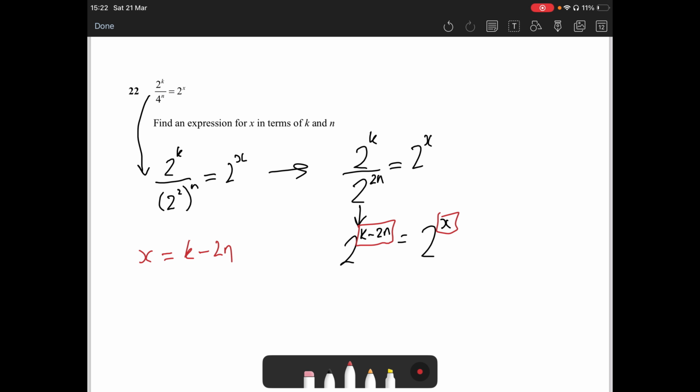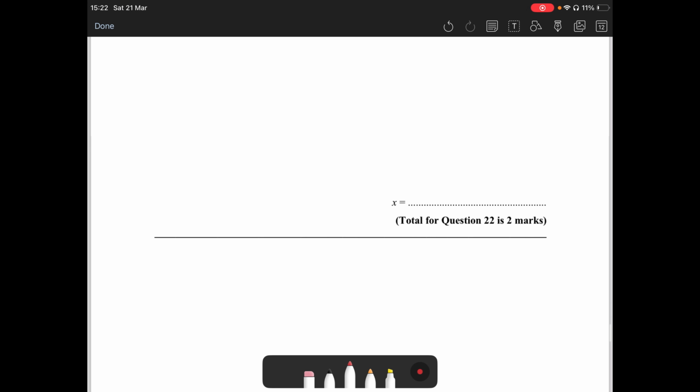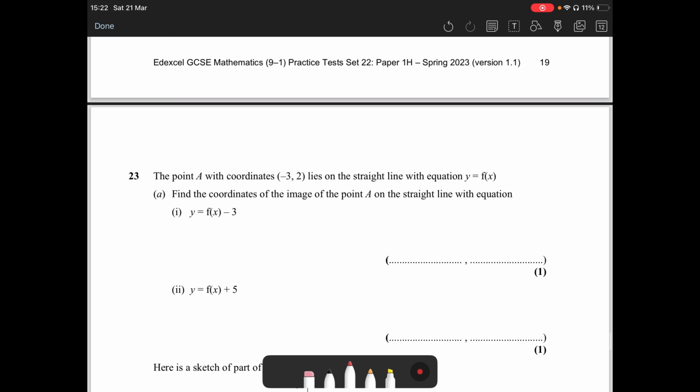X in terms of k and n means x is the subject. Always read the question, because it could have easily asked for k to be the subject. But we are good, and that's what the mark scheme says. Okay.